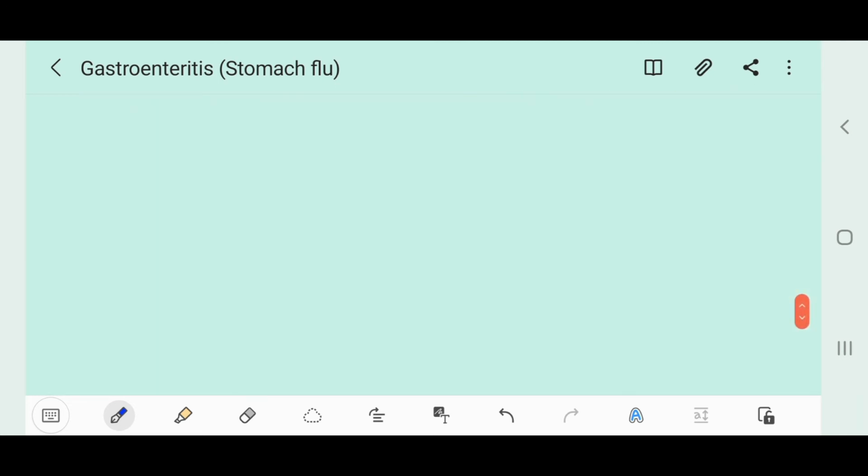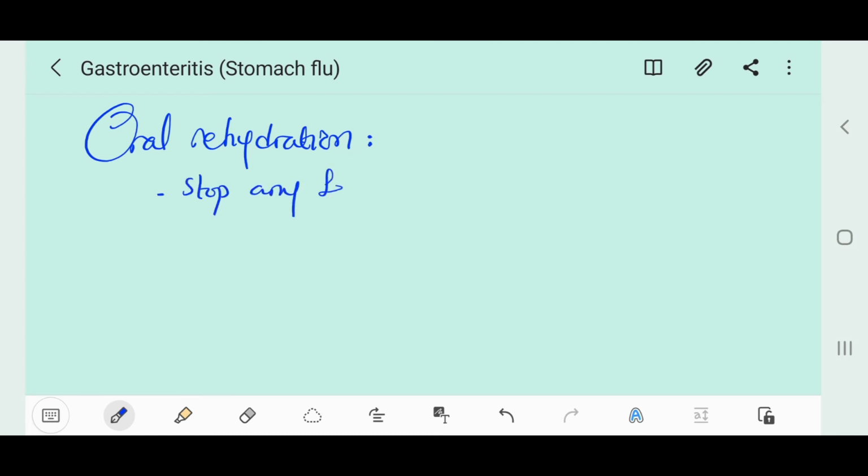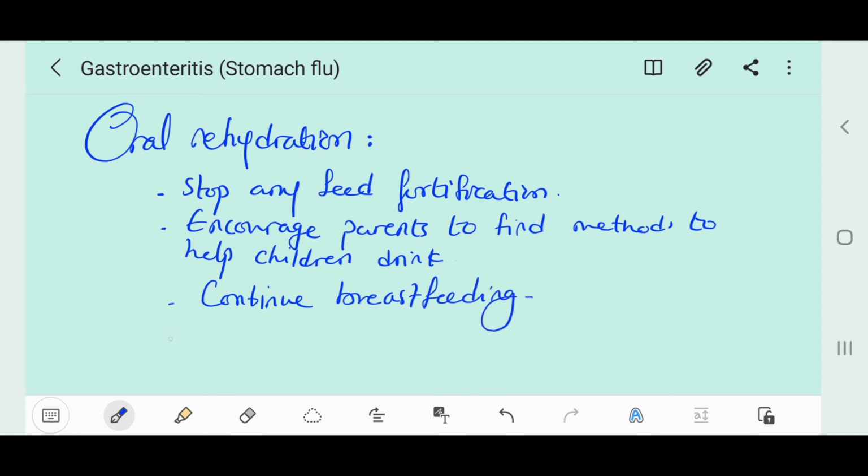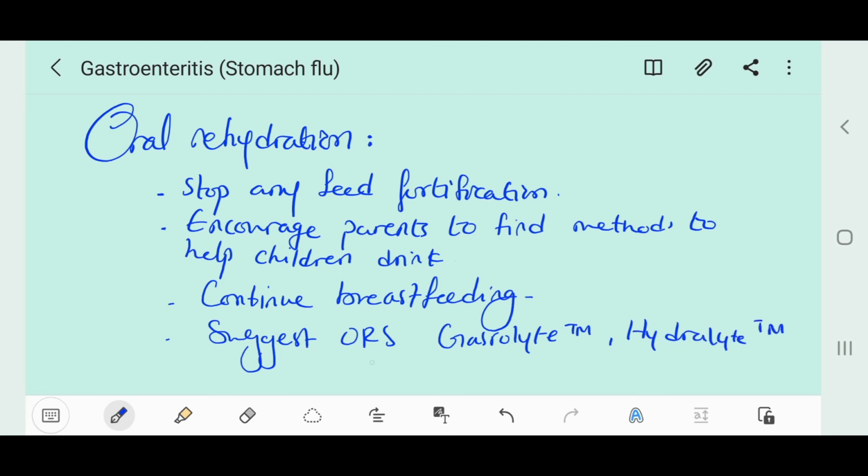And now for the oral rehydration. Remember that lemonade, homemade oral rehydration solutions, and sports drinks are not appropriate fluids. We should also stop any feed fortification, encourage parents to find methods to help children drink, such as using a cup or a syringe, and we're aiming here for small amounts of fluid more often. Breastfeeding should be continued. We can suggest oral rehydration solutions for parents. They can get them from any drugstore, such as Gastrolite, Hydrolite, and Pedialyte.